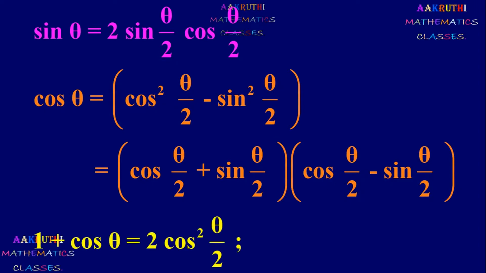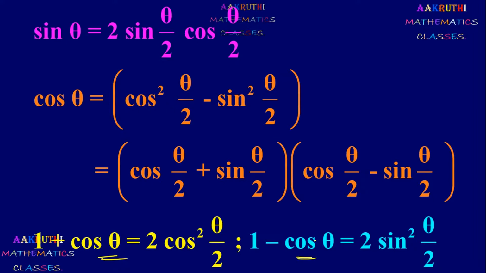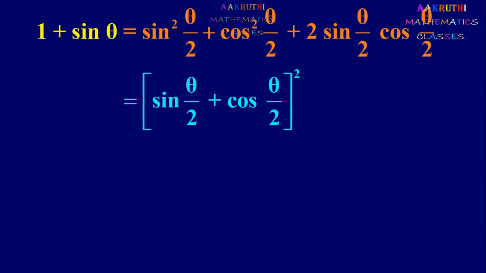And we have 1 plus cos theta. 1 plus cos theta equal to 2 cos square theta by 2, and 1 minus cos theta is 2 sin square theta by 2. That is, we have cos 2 theta is 2 cos square theta minus 1. Using that, we get 1 plus cos 2 theta is 2 cos square theta, or we can write 1 plus cos theta is 2 cos square theta by 2. In the same way, we get 1 minus cos 2 theta is 2 sin square theta. So therefore, we get 1 minus cos theta is 2 sin square theta by 2. So 1 plus cos theta is 2 cos square theta by 2, and 1 minus cos theta is 2 sin square theta by 2.